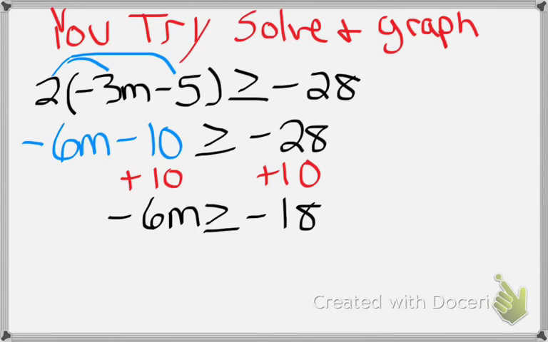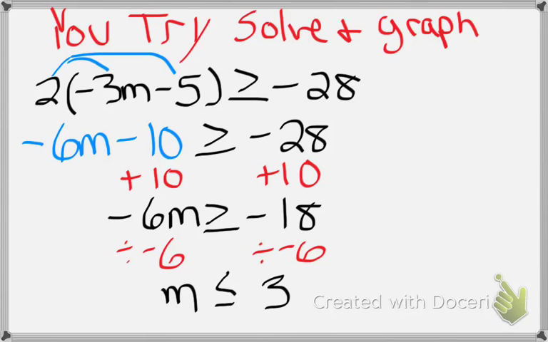Alright, so from here, you got to get rid of that coefficient. So you're going to divide both sides by negative 6. Oh, hey, special case. You just divided both sides by a negative, so you're going to have to remember to flip that inequality sign. So we're going to have m something. Negative divided by negative is a positive. 18 divided by 6 is 3. But now, special rule, because we divided both sides by a negative, this has got to flip. So it's going to become less than or equal to. So m is less than or equal to 3. That is your solution to this question.